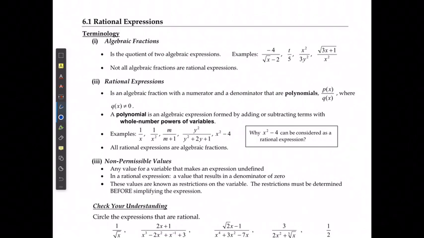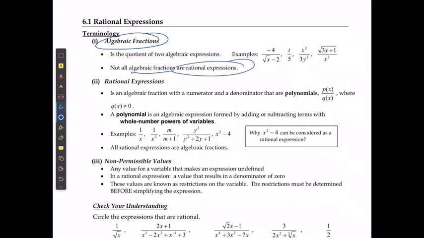Okay, so taking a look at the first part of rational expressions, there's a couple of terms we need to know. First is algebraic fractions. When we're talking about algebraic fractions, it's going to be the quotient or division of two algebraic expressions. So like -4 over root x minus 2, t over 5, x squared over 3y squared, or root 3x plus 1 over x squared. Not all algebraic fractions are rational expressions.